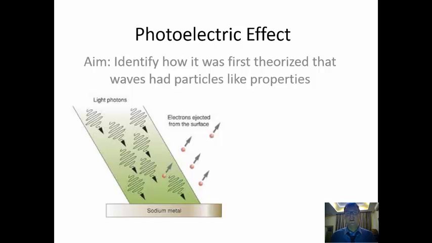And what happens here is, by shining light upon a metal, we've got sodium metal here, it's discovered that electrons are ejected from the surface. So that's what the photoelectric effect is. Looking at that in extreme detail came up with some observations which led to the theorization of waves having particle-like properties. So let's look at that in a bit more detail.